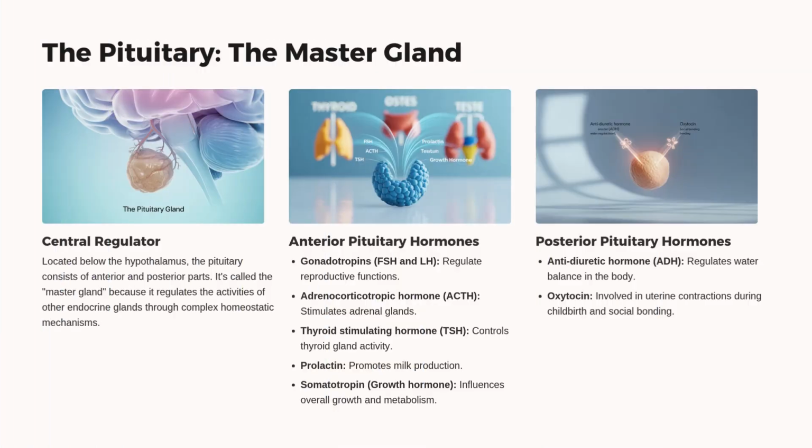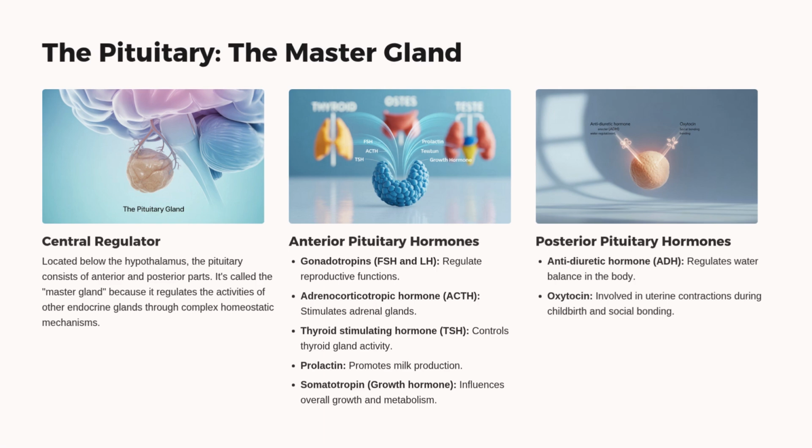The pituitary, the master gland. Central regulator. Located below the hypothalamus, the pituitary consists of anterior and posterior parts. It's called the master gland because it regulates the activities of other endocrine glands through complex homeostatic mechanisms.